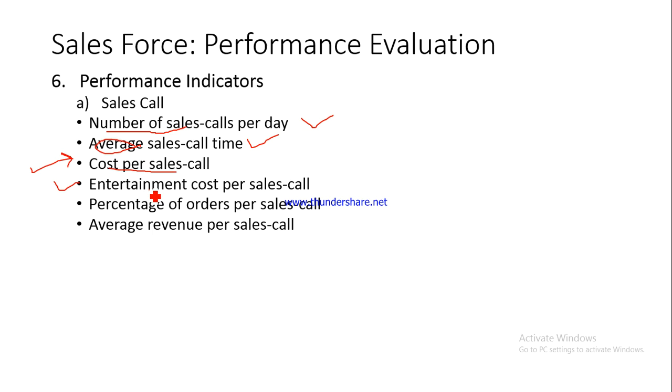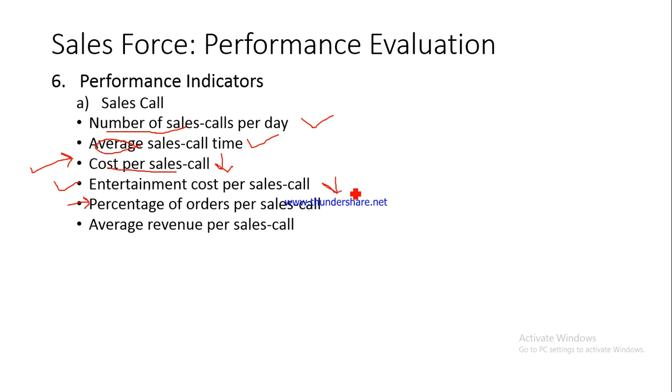Percentage of orders per sales calls. What if the salesperson is only making sales calls, but he is not able to generate any business? The customers he is visiting, the prospects he is visiting, are not placing any orders. So this kind of sales call is of no use. That also has to be taken into account, and that is why we have percentage of orders per sales call, and this should be high, while these things should be low.